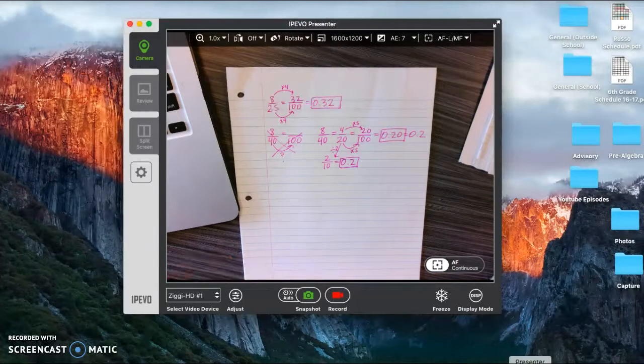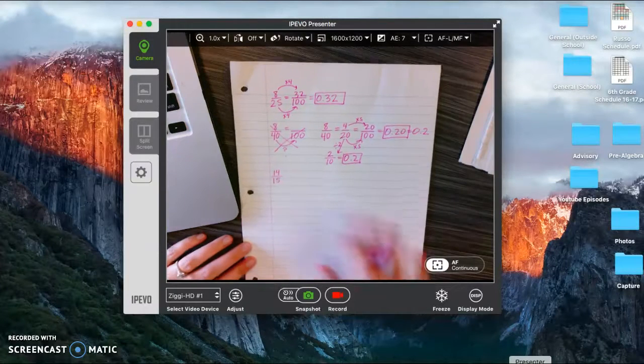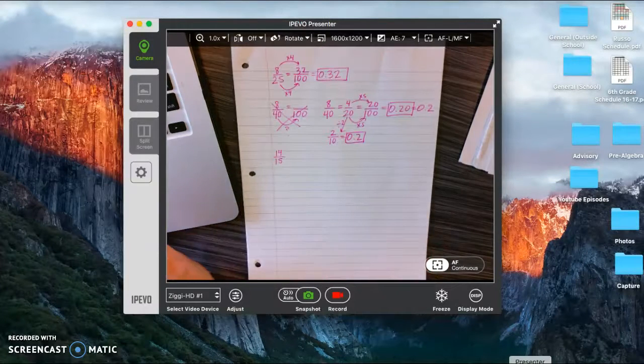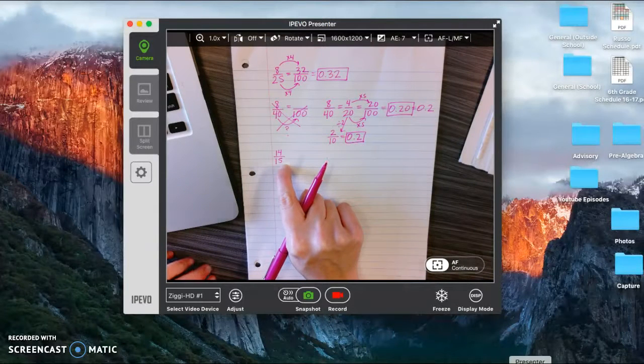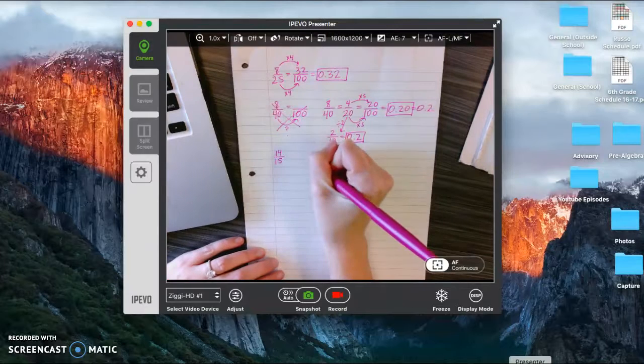Well, what if I can't simplify and get to something that's friendly? So for example, what if I had the fraction 14 over 15? And we wanted to write 14 fifteenths as a decimal. Well, 15 is not going to go up to 100. I can't simplify 14 fifteenths because 14 and 15 don't have anything in common. And I can't scale up 15 to 1,000. So the only choice I'm going to have here is to divide.